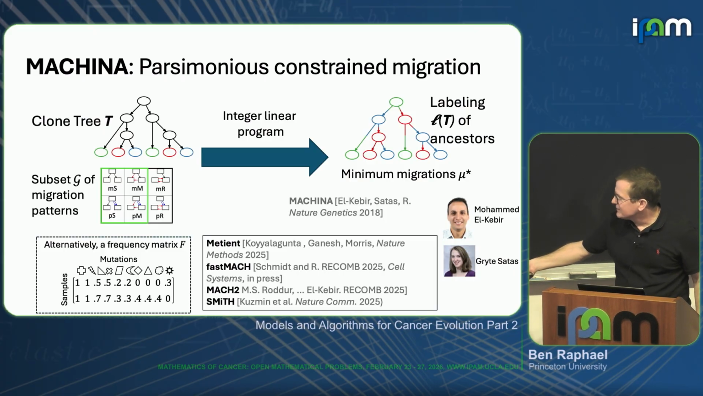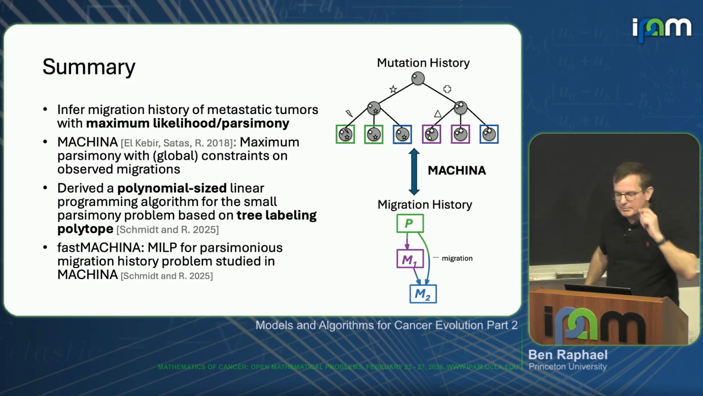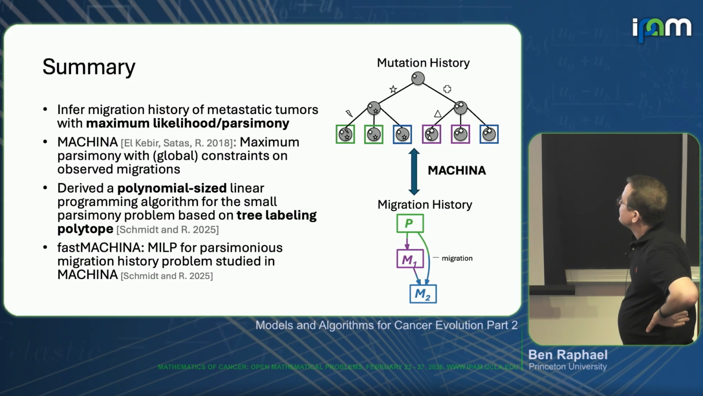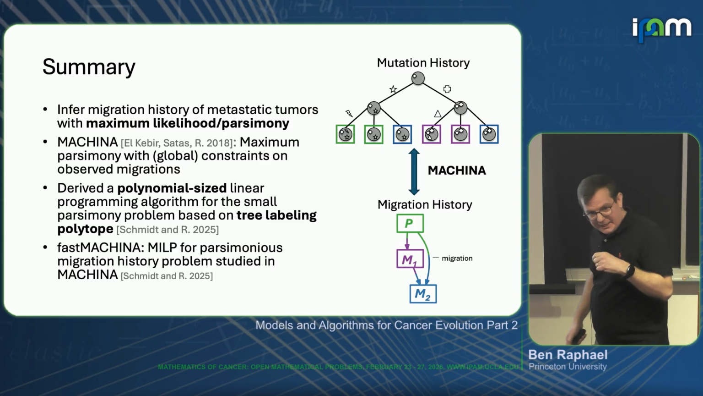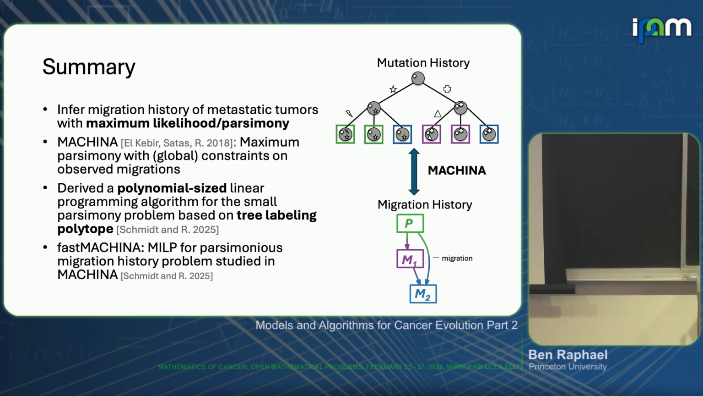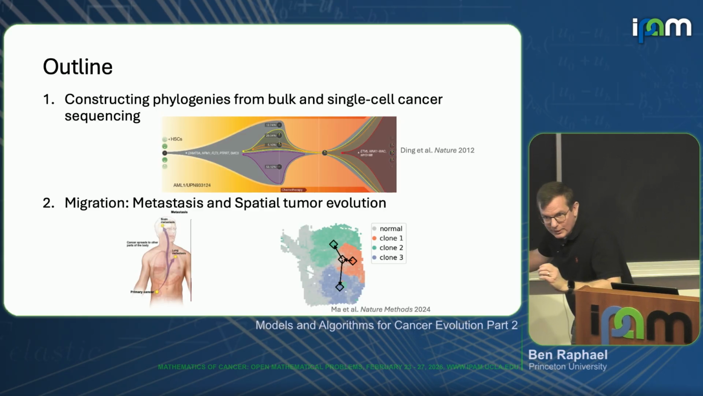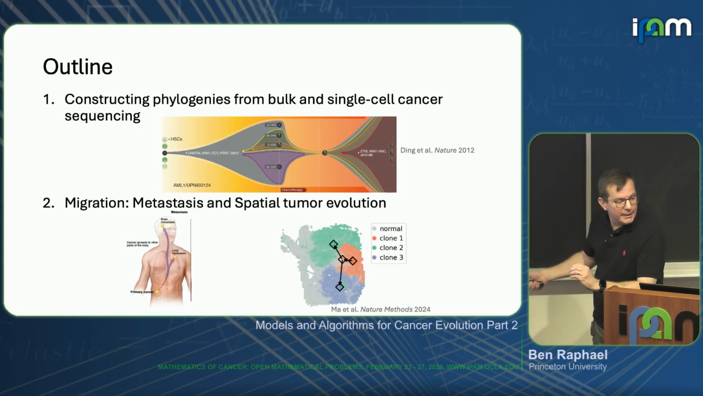We have a version of this fast machina, but I'm going to skip what it is because I want to show something on the next part very quickly because we don't have a lot of time. So this is this idea of looking at metastatic evolution, all right? Migrations between distant sites. Now let's sort of zoom in. Now we want to look locally within one tumor, okay?